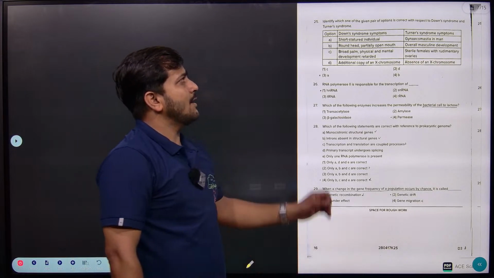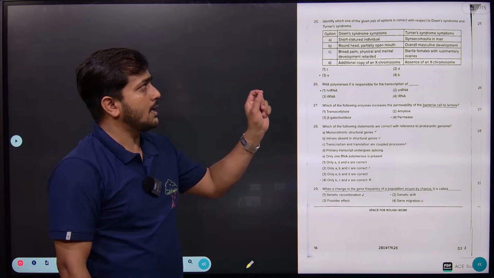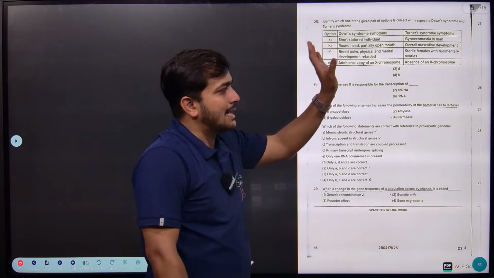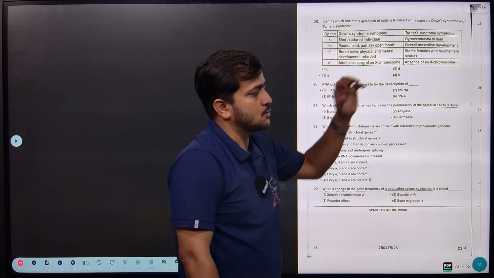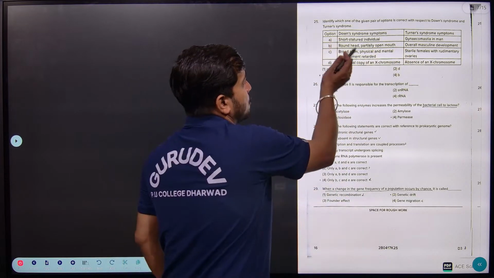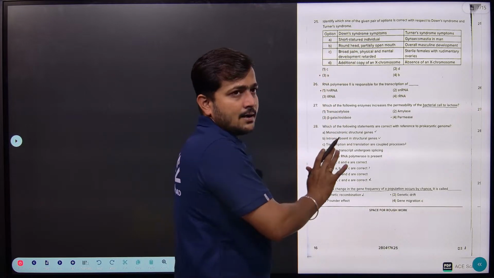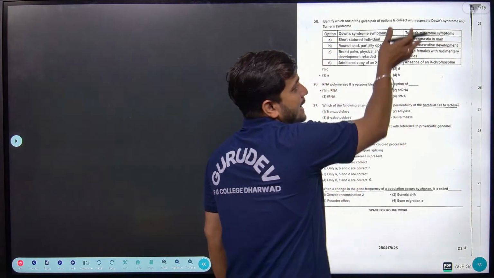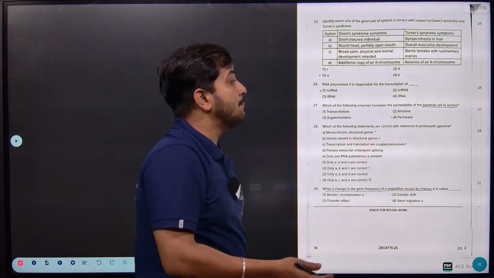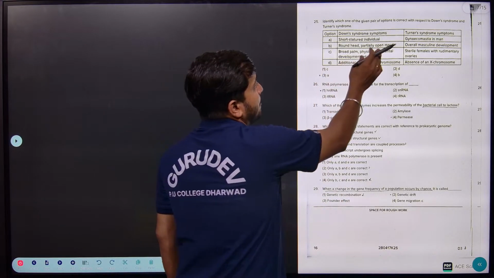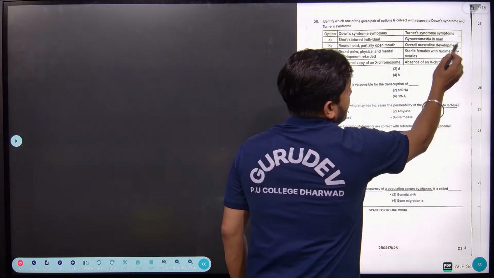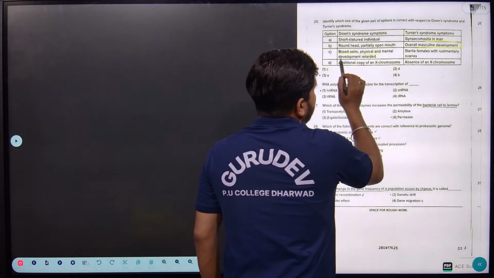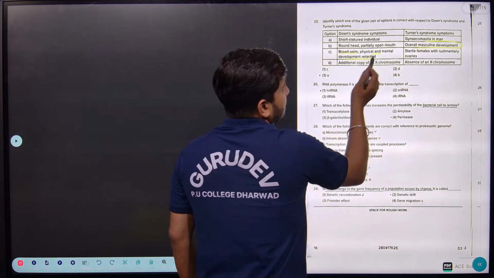Majorly, identify which one of the given pair of options is correct with respect to Down syndrome and Turner syndrome. We should match up the things, and then only answer such questions. Down syndrome, short statured individuals, yes they are. But with respect to Turner syndrome, the symptom they have mentioned is gynecomastia in man. That we are going to see in Klinefelter type of symptoms, right. Then round head, partially open mouth, overall masculine development. This masculine development is with Klinefelter. Then broad palm, physical and mental development, mental development is retarded, right.